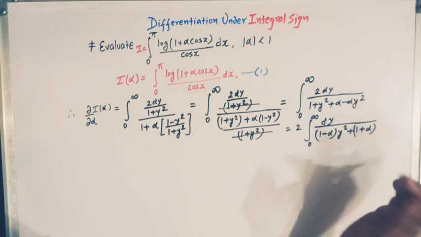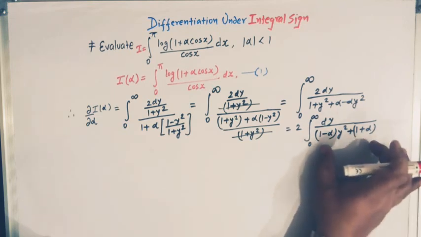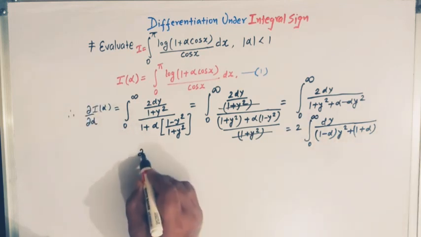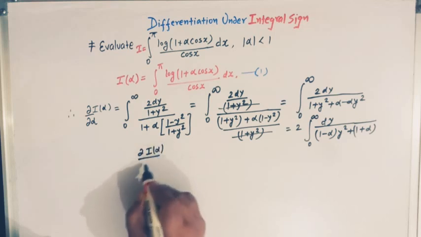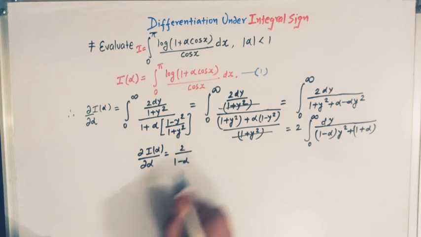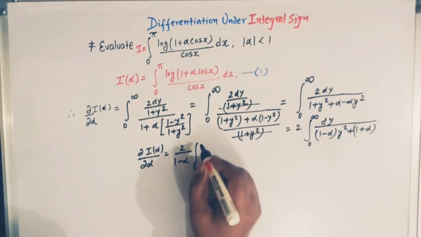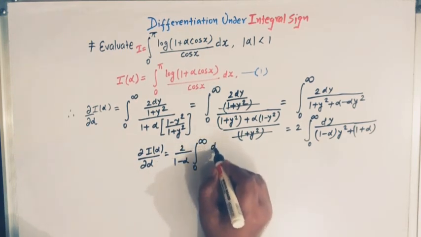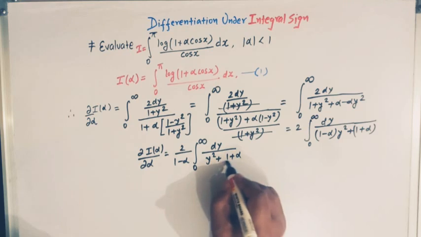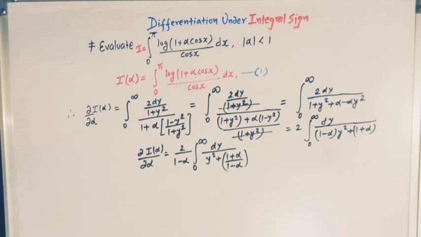So now taking 1 minus alpha common from the denominator, we can write this expression as del I alpha over del alpha is equal to 2 over 1 minus alpha, and here we have the integral from 0 to infinity, and here we have dy over y square plus 1 plus alpha over 1 minus alpha, right?